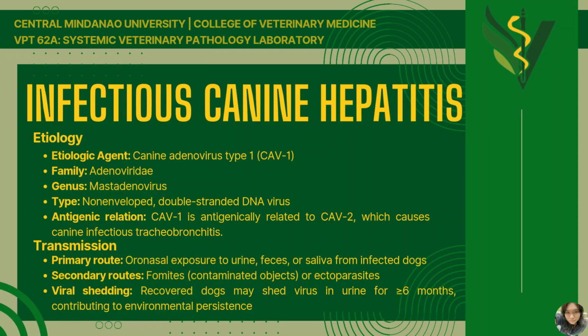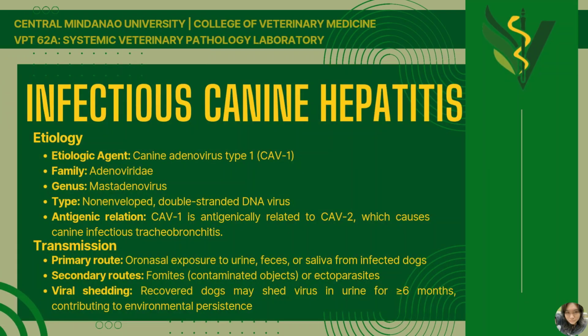CAV1 is closely related antigenically to canine adenovirus type 2, or CAV2, which causes canine infectious tracheobronchitis. Because of this relationship between the two, vaccination with modified live CAV2 vaccines will provide effective protection against CAV1 infection. So the modified live CAV2 vaccine can be given to puppies as a protective measure against infectious canine hepatitis.